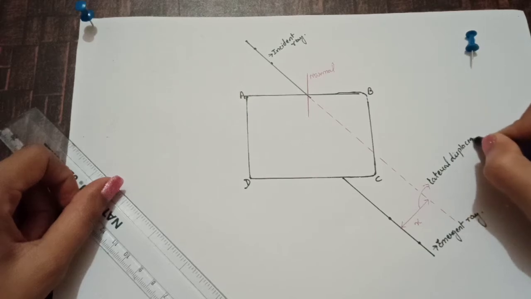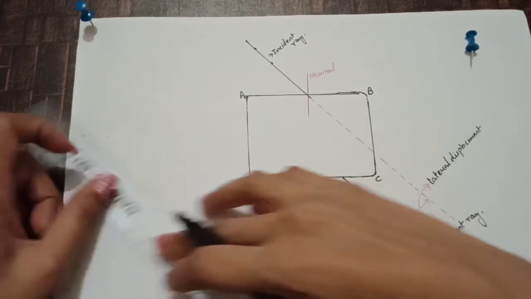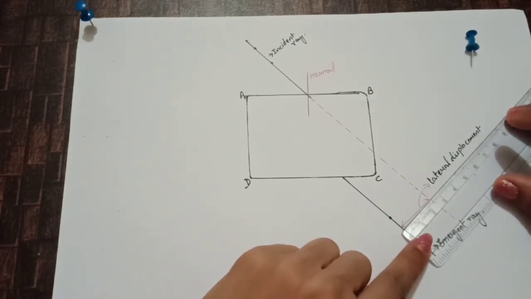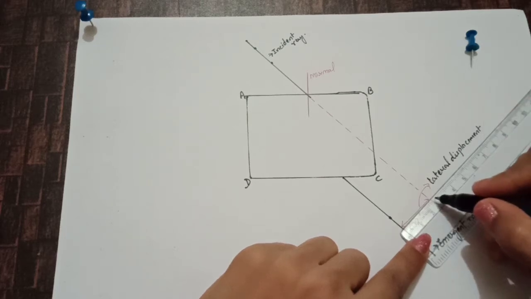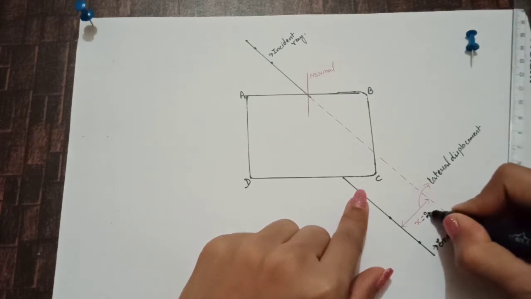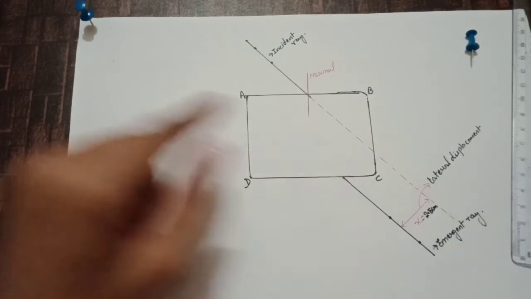Okay, we can measure how much displacement has taken place. So it is coming out to be 2.5 centimeter, right? So our lateral shift is 2.5 centimeter.